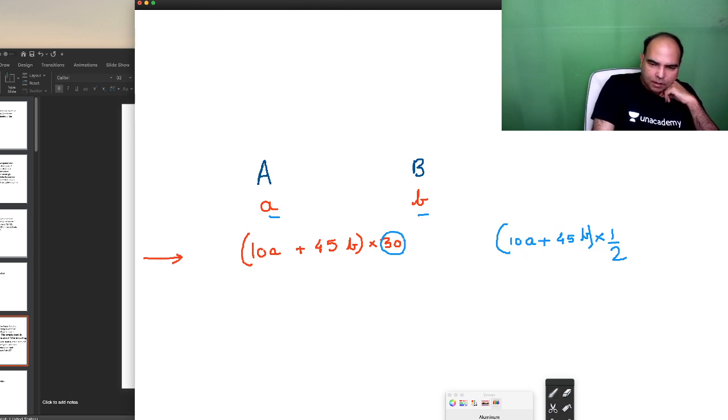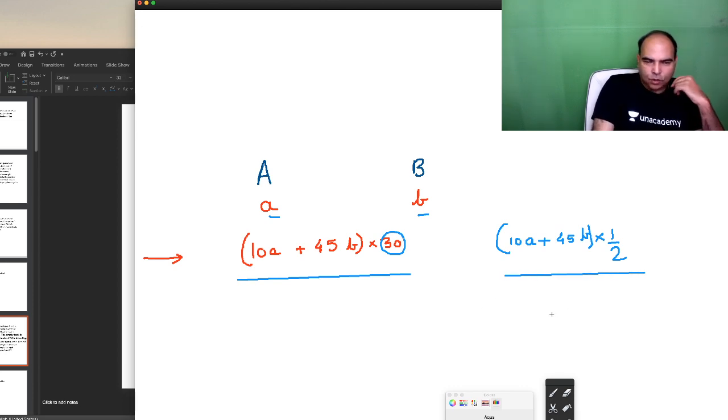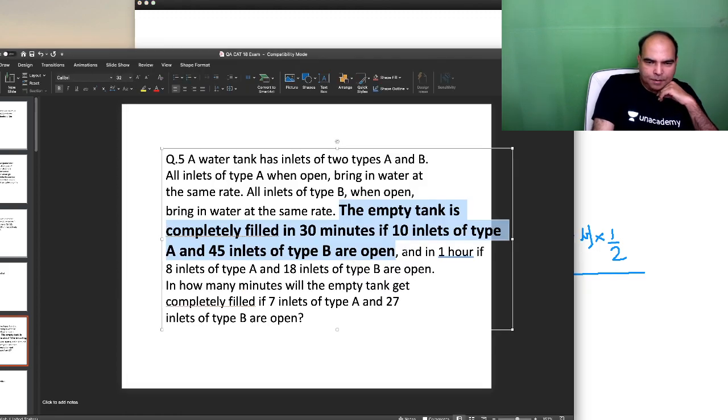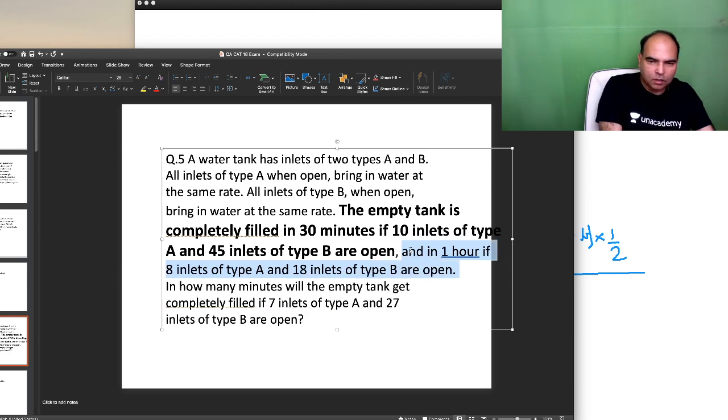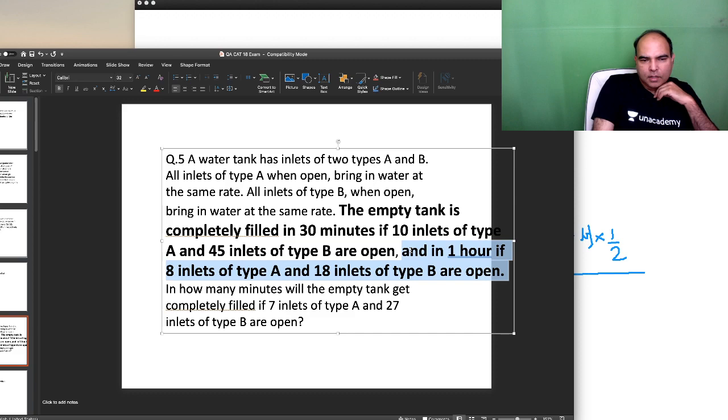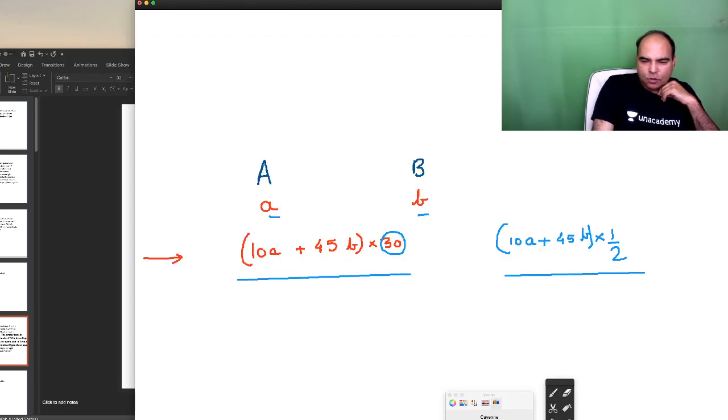इसमें left वाले में what you have done is you have taken A and B in terms of liters per minute, and in the right one you have taken A and B as liters per hour, and you have replaced minutes by hours there. So let's see, यहाँ पे वो trigger activate नहीं होता है, लेकिन इस point पे जब तुम next statement देखते हो इस question का, and in 1 hour if 8 inlets of type A and 18 inlets of type B are open, so you realize that it's easier to go on that side.